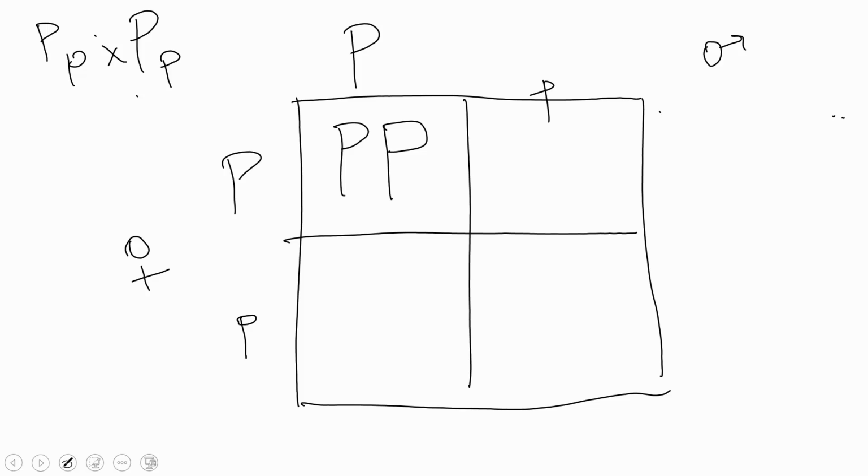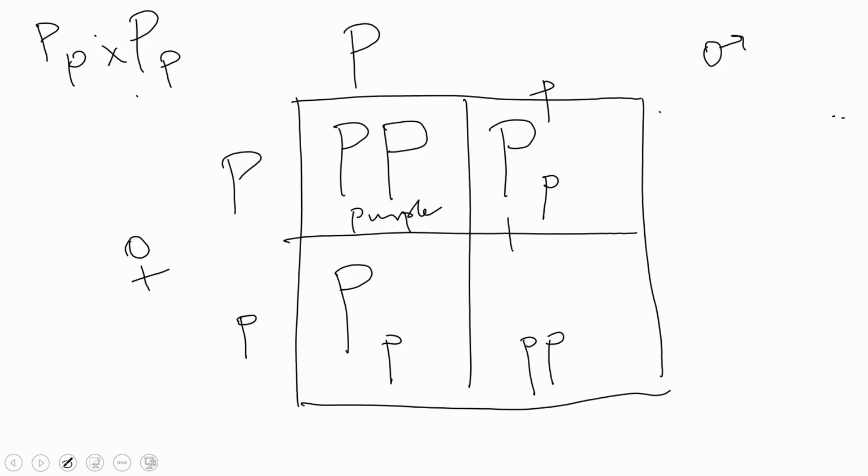Then here's another possibility. So you get one capital P from the mom and a little p from the dad. All right? And then in this box, you get a capital P from the dad and a little p from the mom. And in this box, you get both small p's from both parents. And so when you look at the phenotype, what you have is purple. This flower will look purple because it's homozygous like the grandfather.